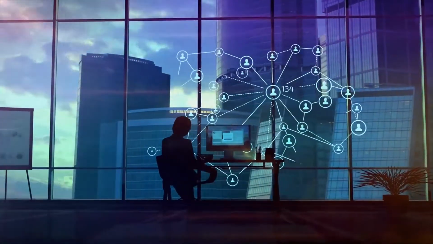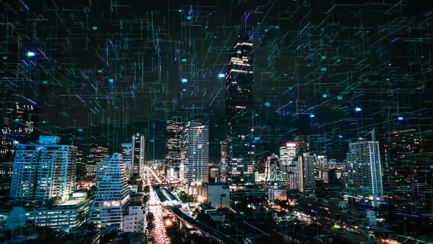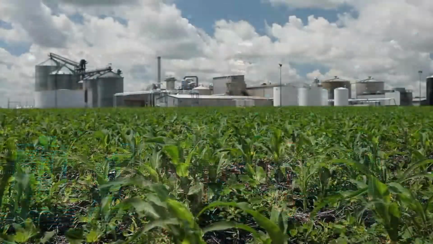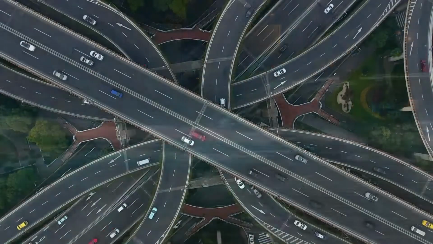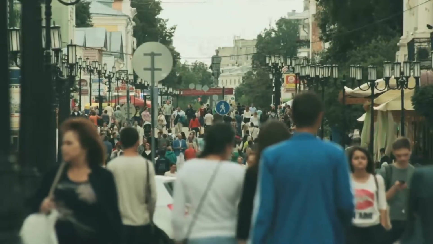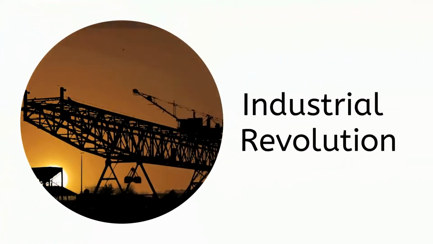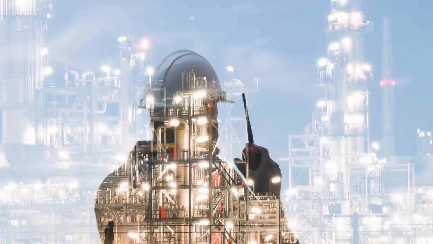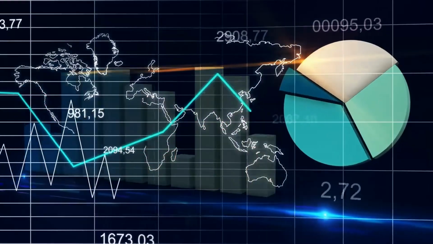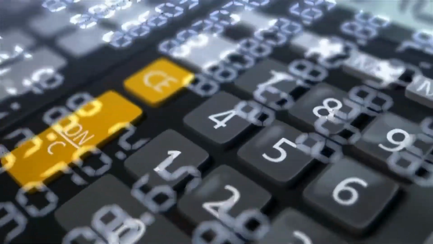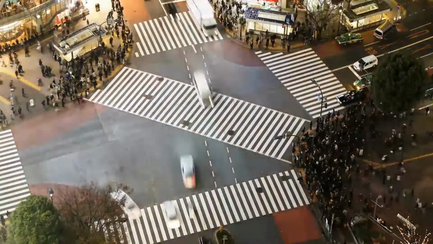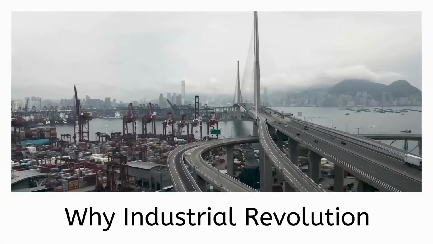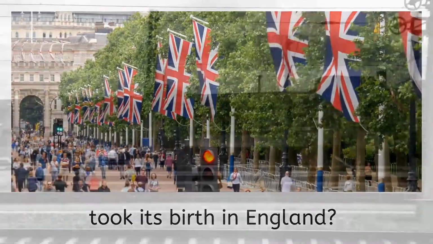Innovations that resulted in mechanized production, development of new sources of energy, technological forays in fields of communication and transport are some processes, which when clubbed together are referred to as Industrial Revolution. It was a revolution because it totally reformed not just the economic realm but also the social and political realms of the society. Why Industrial Revolution took its birth in England?